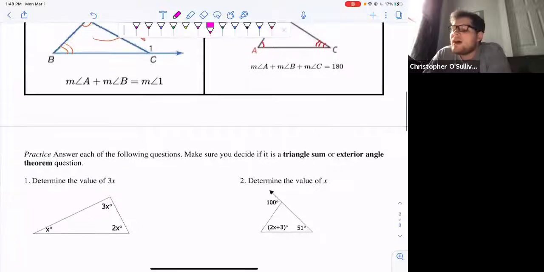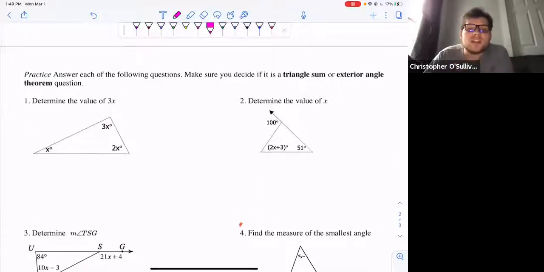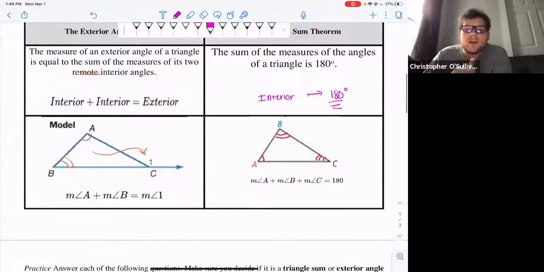So ladies, what we're going to do now is answer each of these following questions on your EdPuzzle. But before we do that, we want to make sure we can decide if it's a triangle sum or an exterior angle theorem problem. I can recognize an exterior angle if I have a line being drawn outside of my triangle, drawn out of A, B, or C. And if I just have a plain old triangle, that's triangle sum.